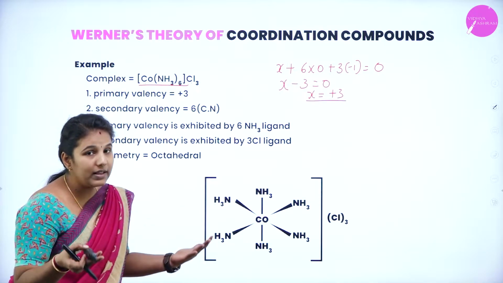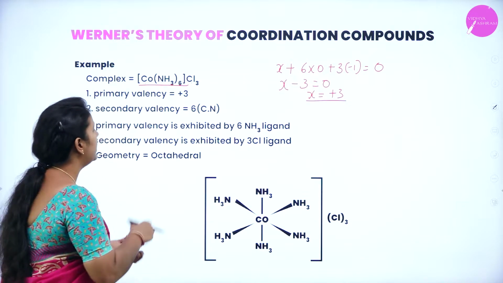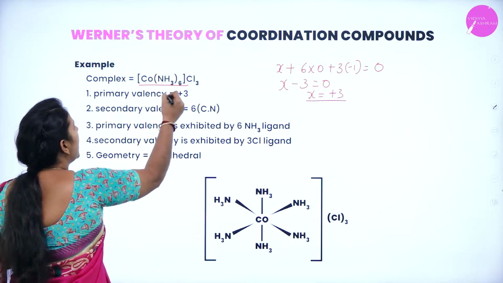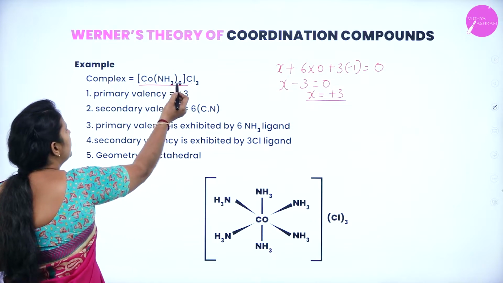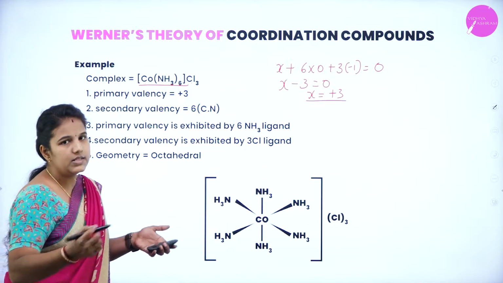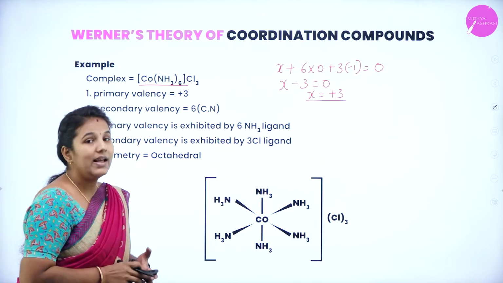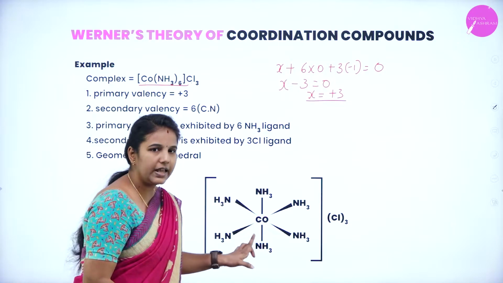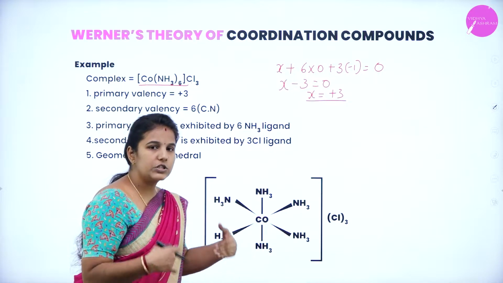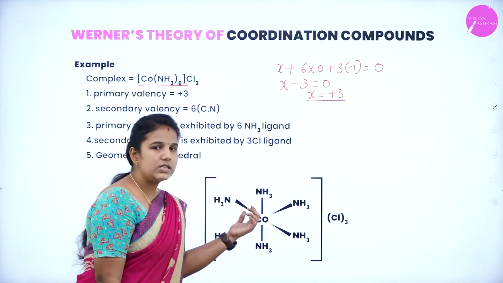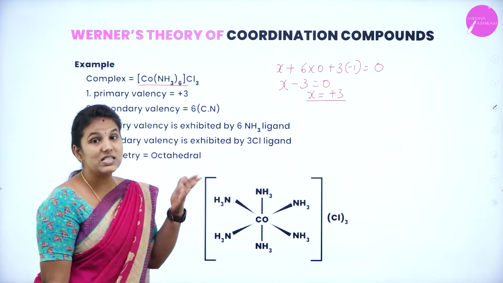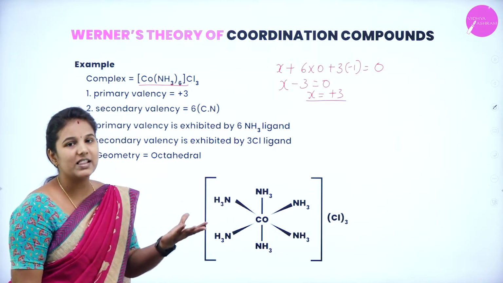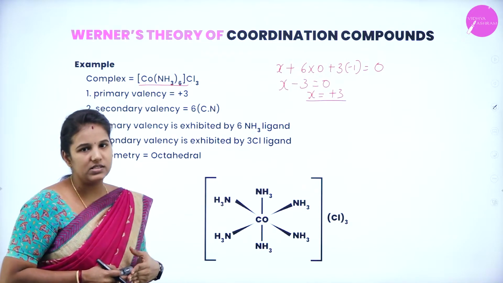Then, how to write the secondary valency? We know that secondary valency is nothing but the number of ligating ligands which form a coordination bond with the central metal atom. So, how many ligands are there? There are 6 ligands, and all 6 ligands are monovalent, each donating one electron pair towards the central metal atom and forming 6 coordination bonds, which is nothing but the secondary valency.